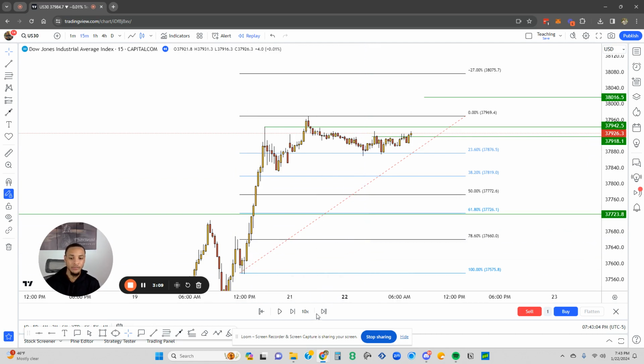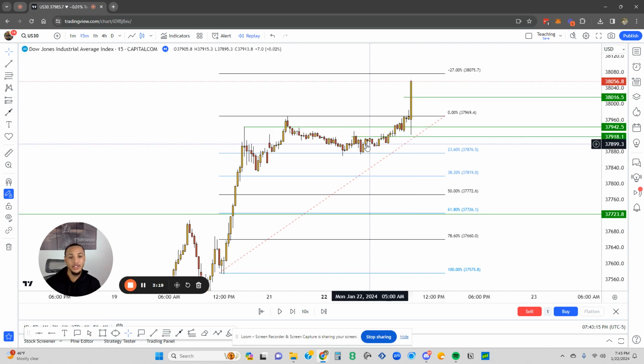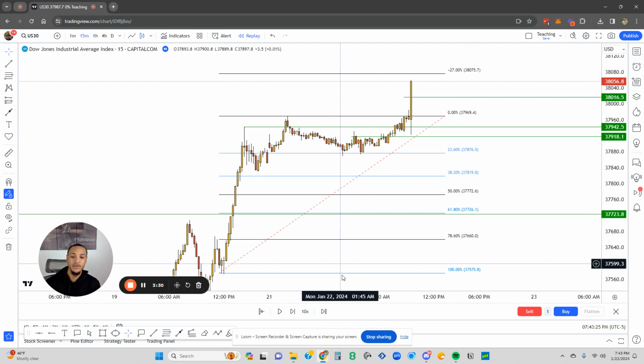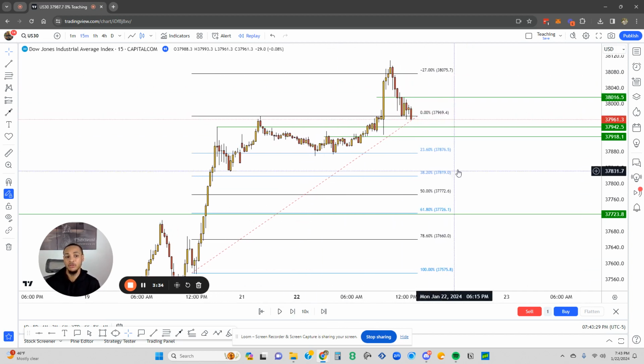So price came up, and right now we are not near market open yet. We are at 9:15. Market's getting ready to open up. All right, we had that huge gap over here to retest London. That happens often as well, but I'll save that for another video. We have the retest of London, a break of 0%, and then our next take profit would be negative 27%, which is 38,075. As you can see, price did get there. We got a little bit above that before we had a little retracement.